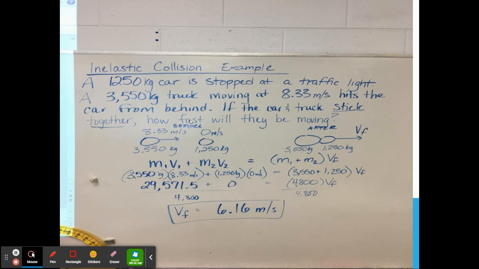I've found over my years of teaching that drawing out a little diagram helps, and I write all the information. So here's the 3,550 kilogram truck, and it's moving to the right at 8.33 meters per second. This is the before side. The car was not moving, so it has 0 meters per second. It has a certain mass. After they collide, they're stuck together, so you have this object and this object stuck together, and now they're moving at a new speed, this final speed.